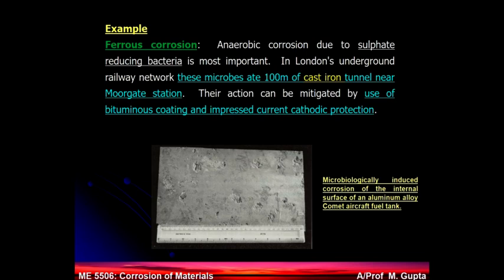And same thing, it is not only iron-based material. If you look at this picture, you can see all these pits are formed, and that is where the bacteria made colonies. So they ate away this metal. And in this case, it's a fuel tank made of aluminum alloy. So their action can be mitigated. You can use the bituminous coating or you can use the cathodic protection. So there are ways to mitigate it.